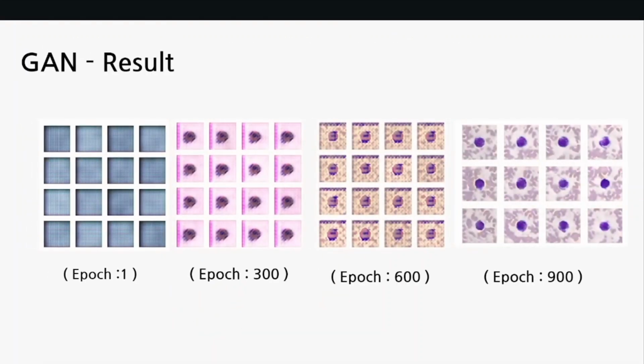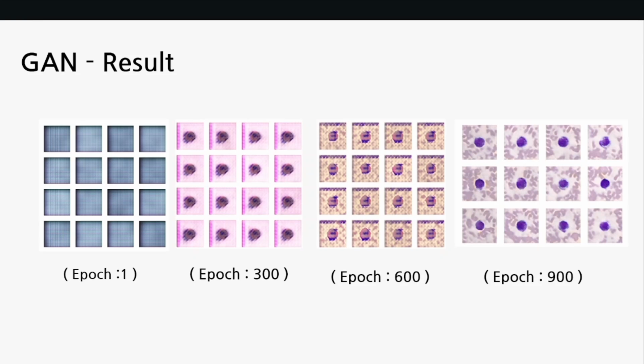When you run the model for the first time, it generates a random noise image as follows. If you continue training a GAN with this input, you will see the following images. Comparing the image at epoch 300 with the image at epoch 600, you can see that with more training, the edges of the cell become clearer and the background features are better captured.